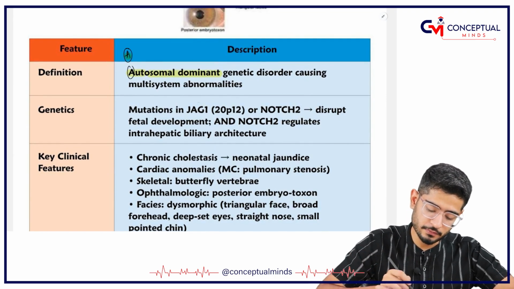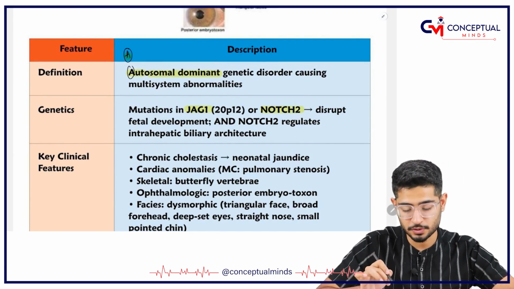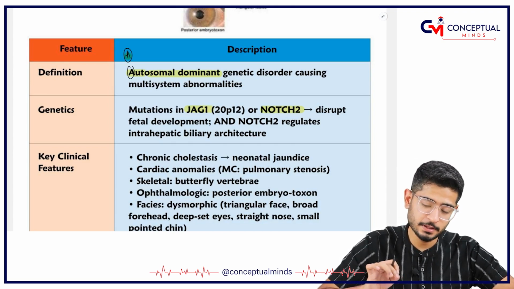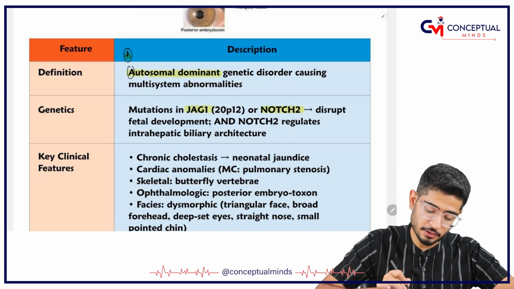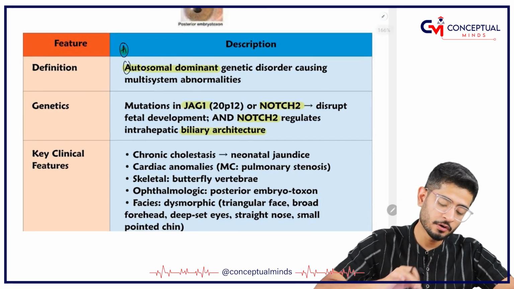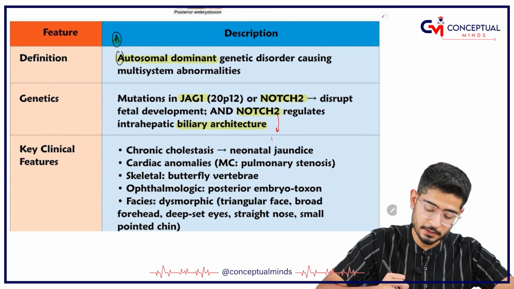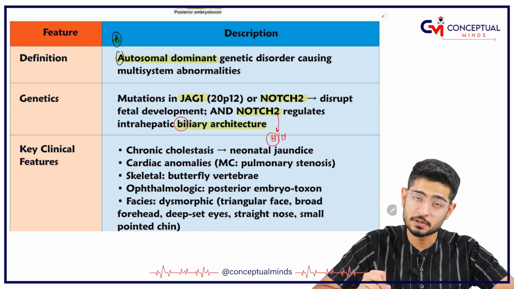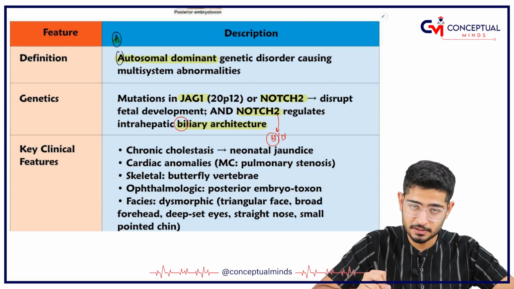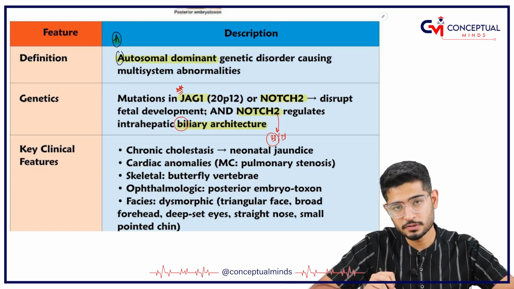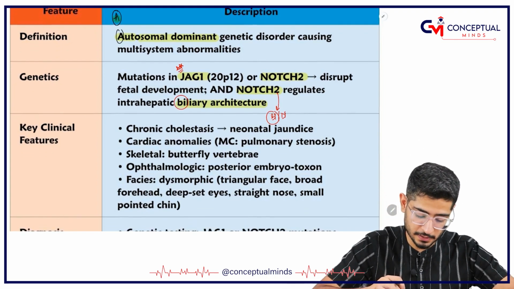So what is the mutation? You have to understand that it is a JAG1 or NOTCH2 mutation. This is extremely important because NOTCH2 specifically is responsible for regulating the biliary architecture. How to remember? NOTCH2, 2 means bi or di, and bi means biliary architecture. So NOTCH2 is responsible for regulation of biliary architecture, and Alagille syndrome is also going to have JAG1 gene mutation as well.